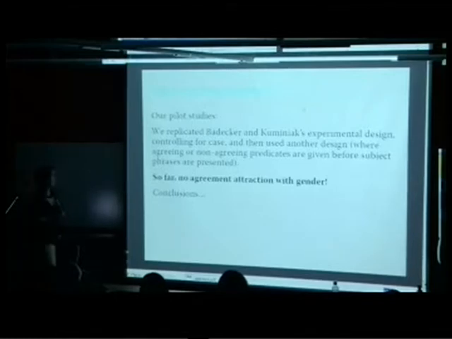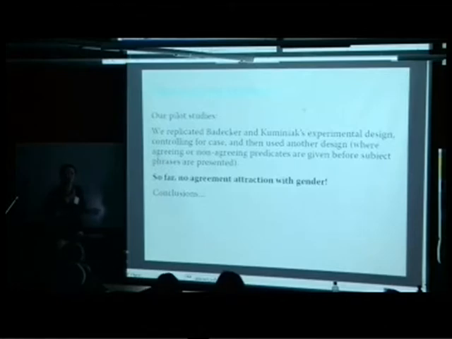In our pilot studies, we first replicated their experimental design controlling for case, and then used another design where agreeing and non-agreeing predicates are given before the subject phrases. So far we did not find any agreement attraction for gender. We found agreement attraction for number, but not for gender. If it were not for the Badecker and Kuminiak study, I would say that this is an expected result, because in the case of number, there is this clear markedness of plural that can be attributed both to its semantics and to its morphology. It's an interesting question what it should be attributed to, but there are multiple ways to explain the markedness effect.